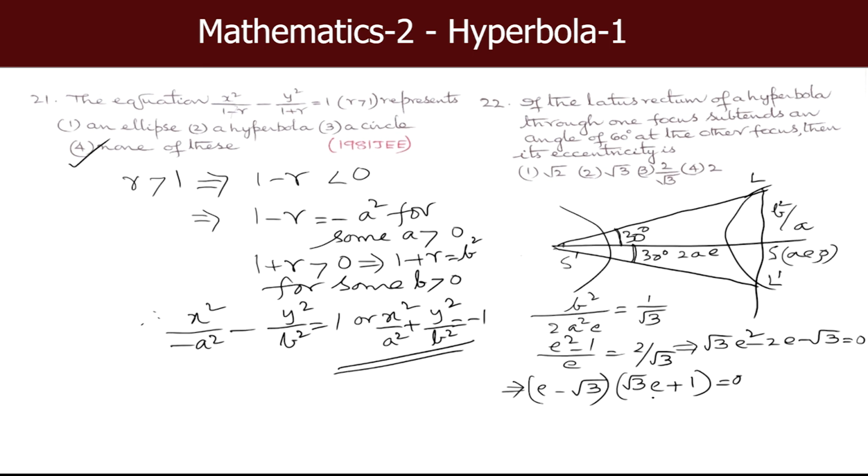Well, E is positive, eccentricity is positive. So, this cannot be 0. Root 3 times E plus 1 is always positive. So, only choice is E equal to root 3. So, the eccentricity of the hyperbola is root 3, that is the second option.